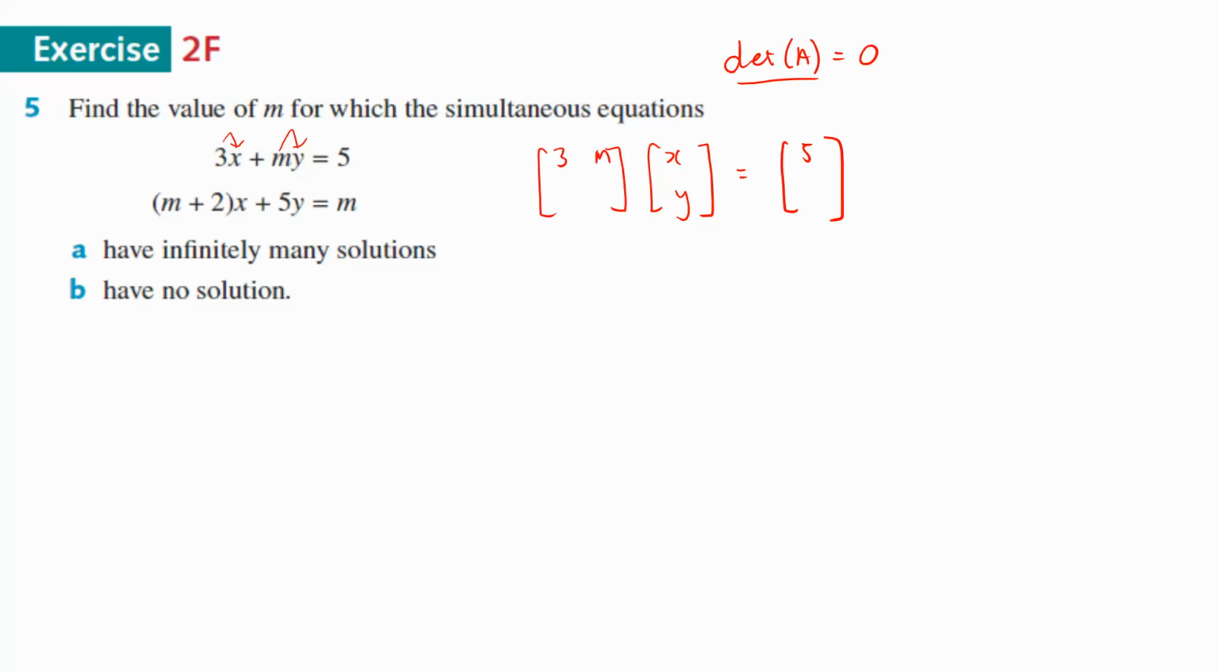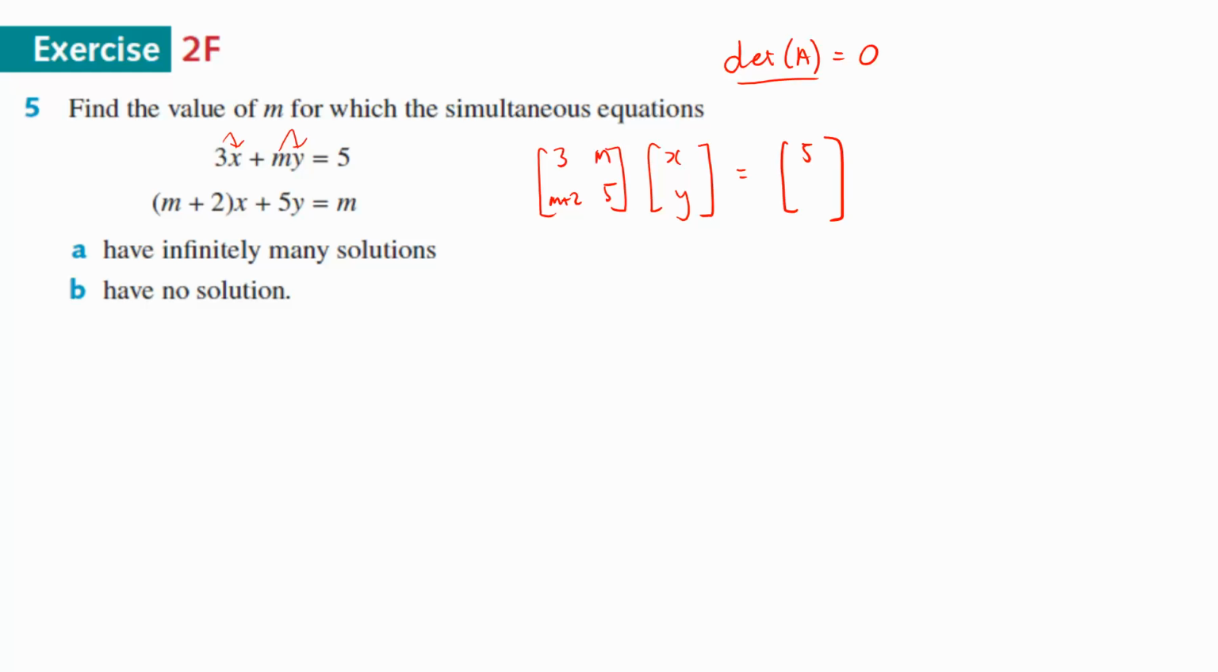Okay. Then to model the second linear equation, I've got m plus 2 multiplied to x plus 5 times y. So if I were to write that, that's row 2 times column 1. This should be m plus 2, and this should be 5. Can you see what I'm doing there?